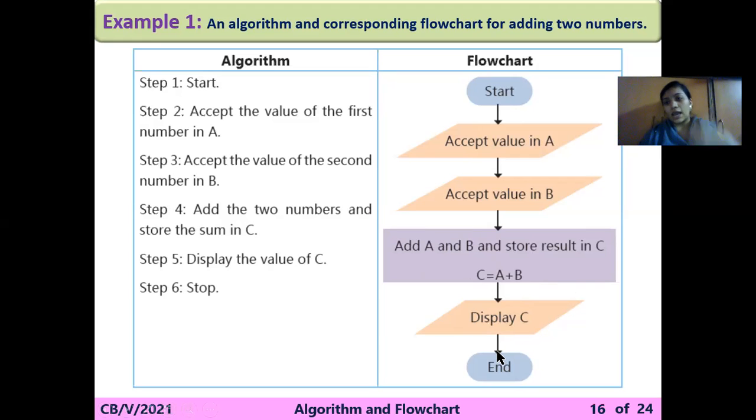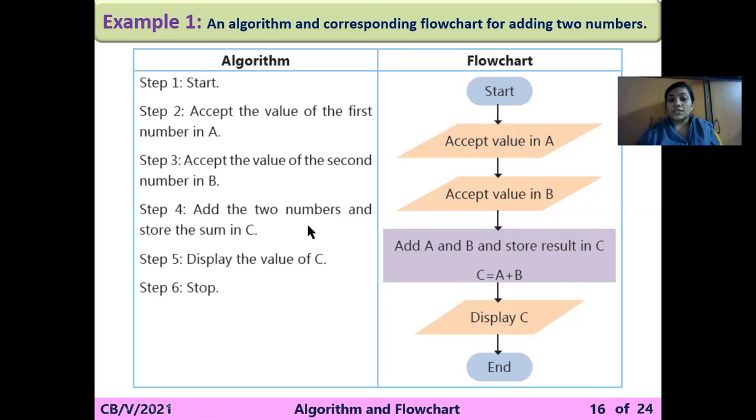That's it, start, end. Then here you can see that a parallelogram is used. Why? This is the input. A और B जो होगा वो इनपुट होगा. आपको A और B की वैल्यू लेनी पड़ेगी. यूजर उसको इनपुट में डालेगा. So A and B is the input, so it will be taken in the shape of the parallelogram.